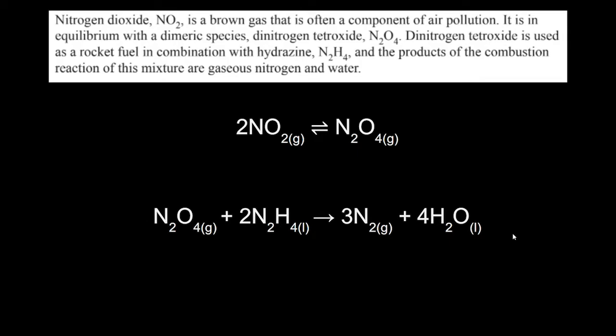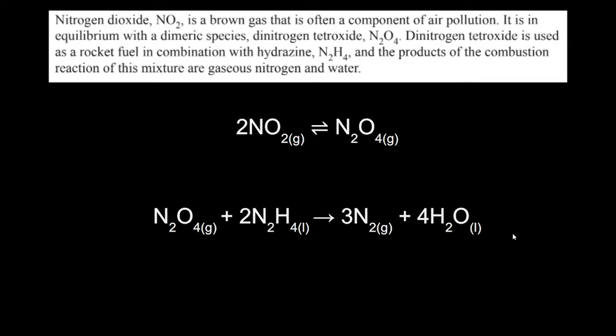This week I'm taking up question 2b from the 2016 exam. In this question, nitrogen dioxide, or NO2, we know it's a brown gas, and it's in equilibrium with a dimeric species, dinitrogen tetroxide, which you see in the first equation I've written out. So this is something you have to figure out for yourself. From the information you're given, can you write out the equation?